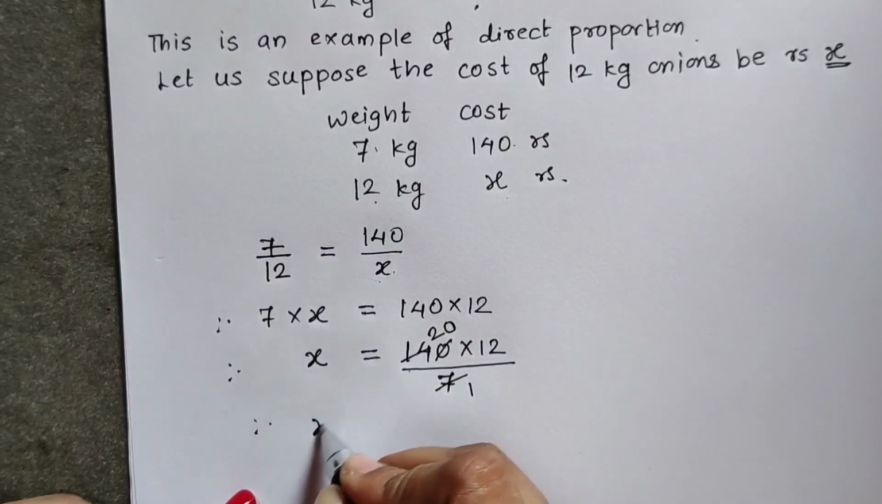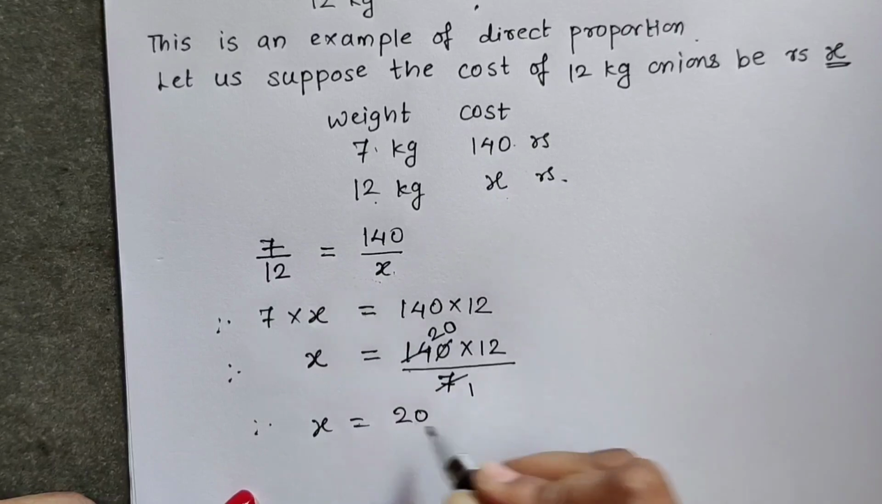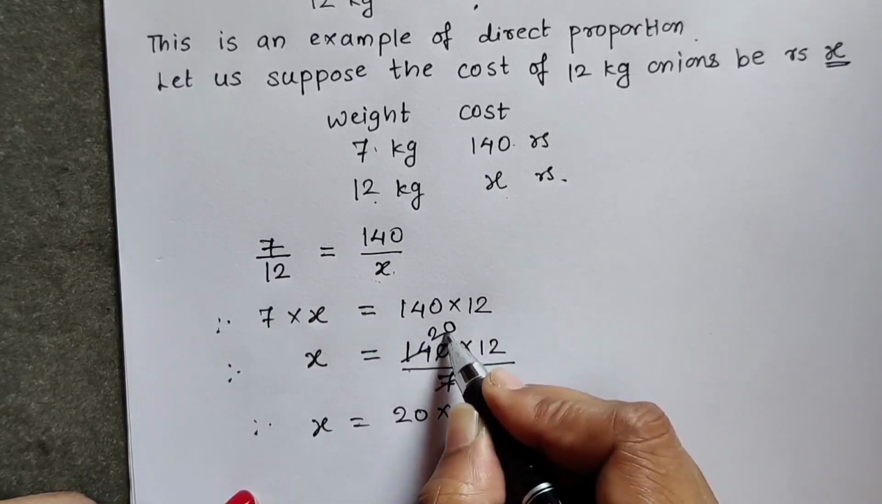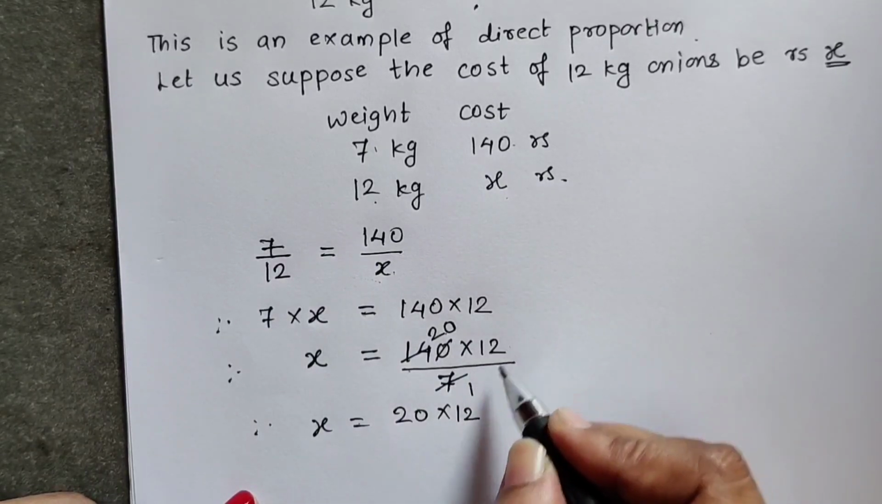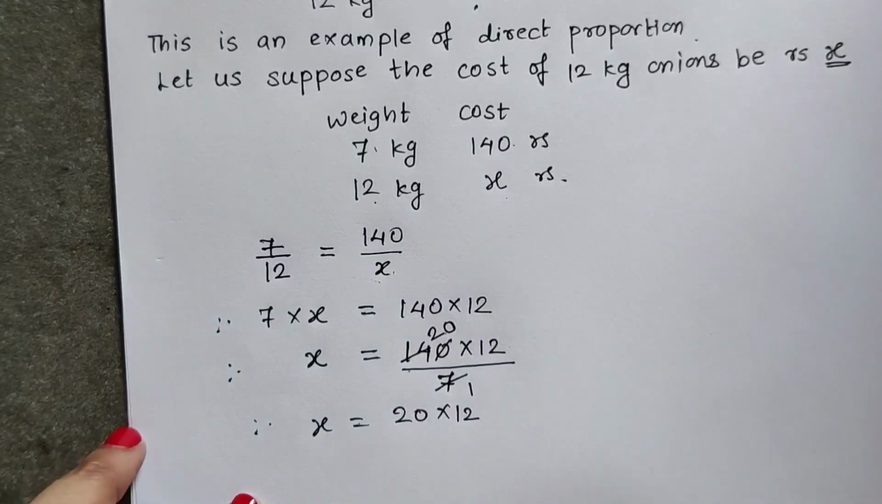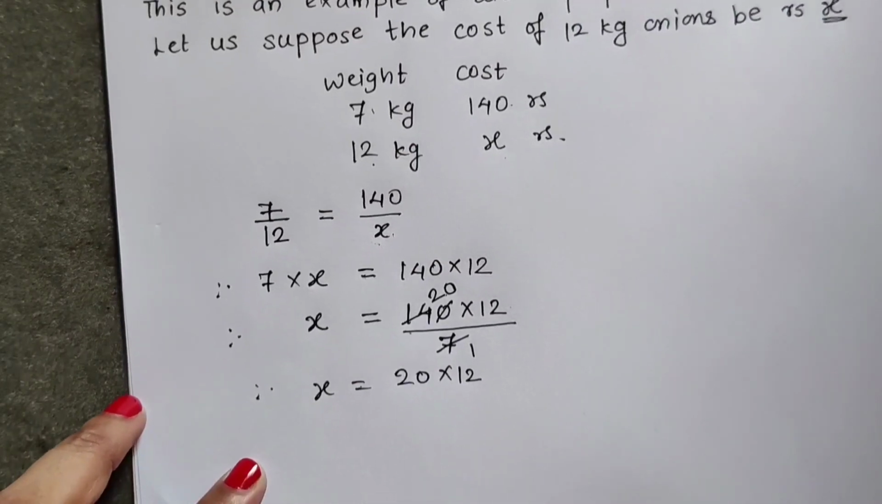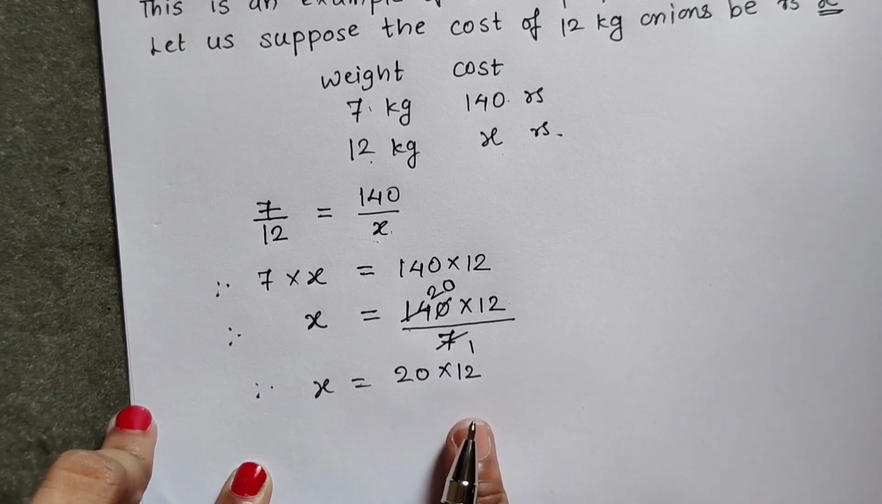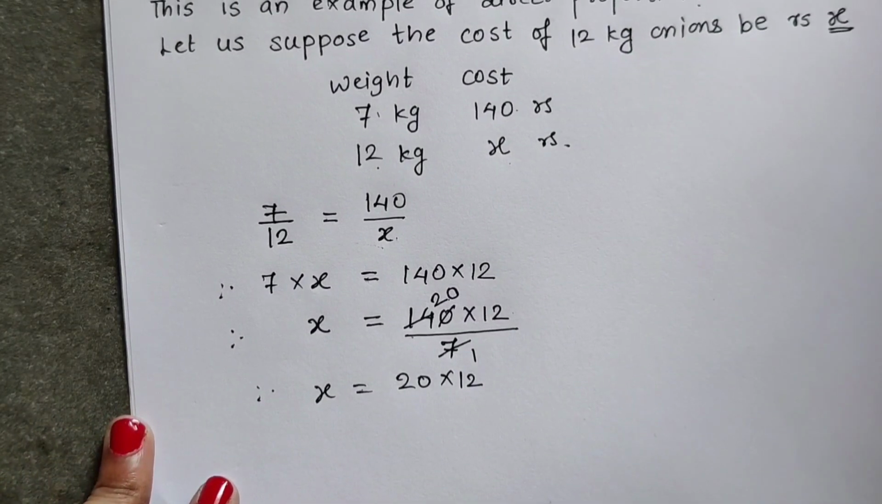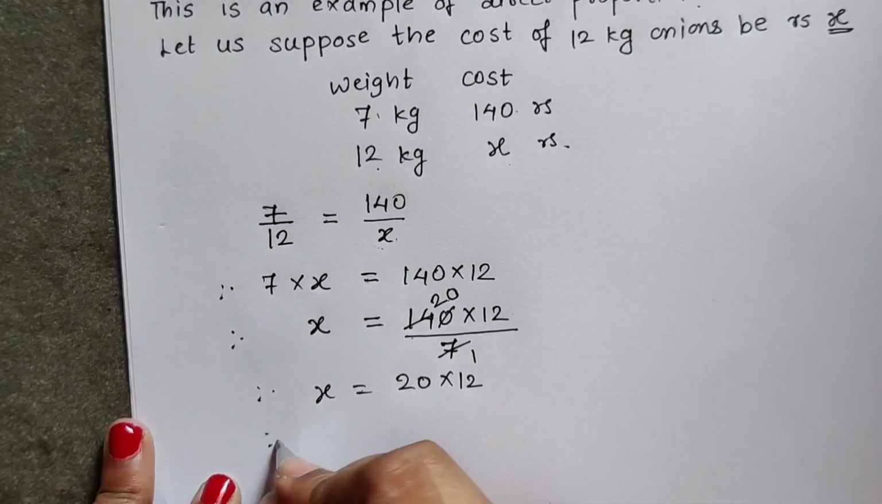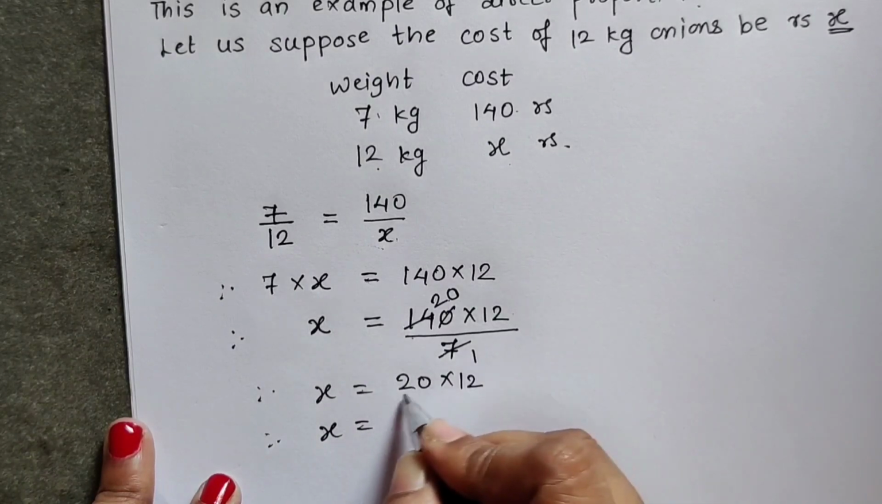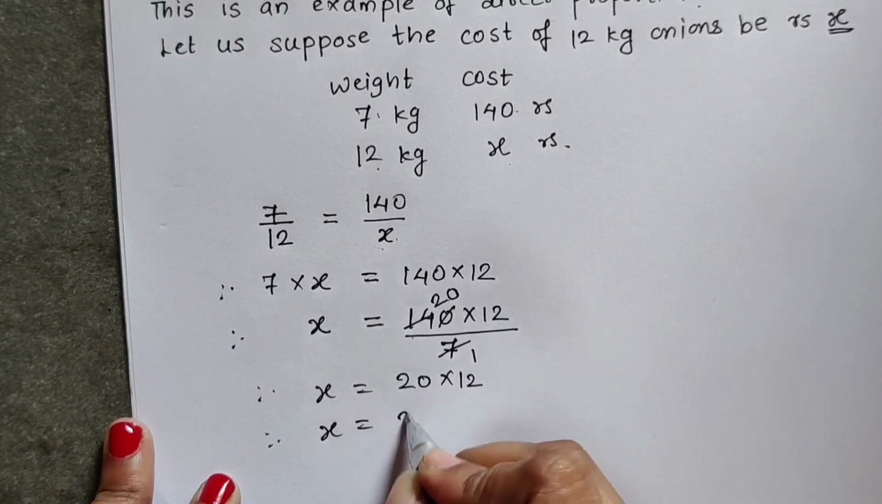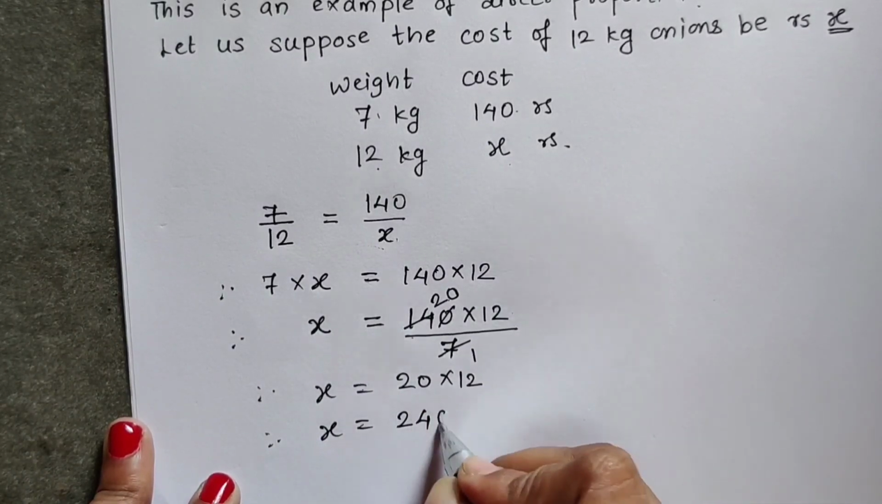So X is equal to 20 multiplied by 12. This 20 we are getting here multiplied by 12, and 7 upon 7 totally got cancelled. We are getting upon 1. So when 1 is there in the denominator, it doesn't have any value. So now we can do this multiplication. X is equal to 12 into 20. 20 into 12, 12 twos are 24 we all know and 12 zeros are 0.